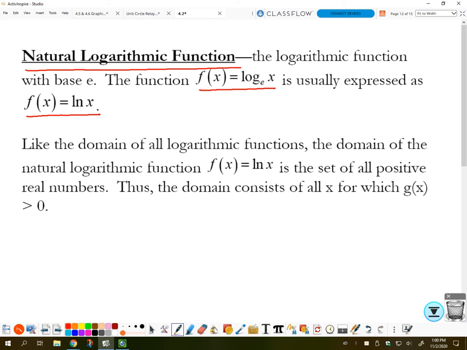All right, so like the domain of all log functions, the domain of a natural log is still all positive real numbers that are bigger than 0.